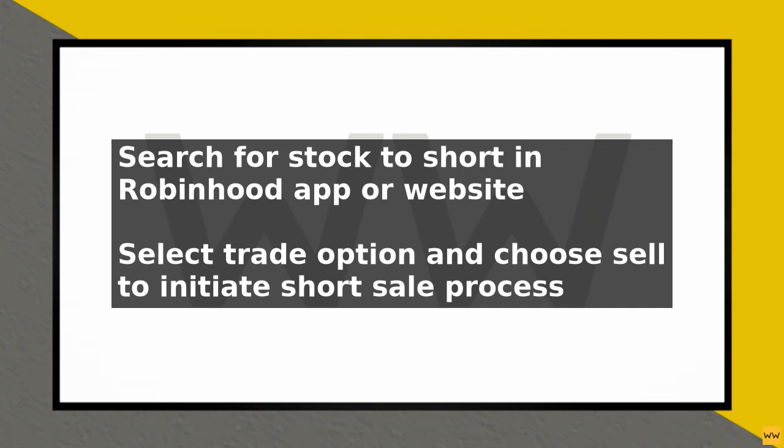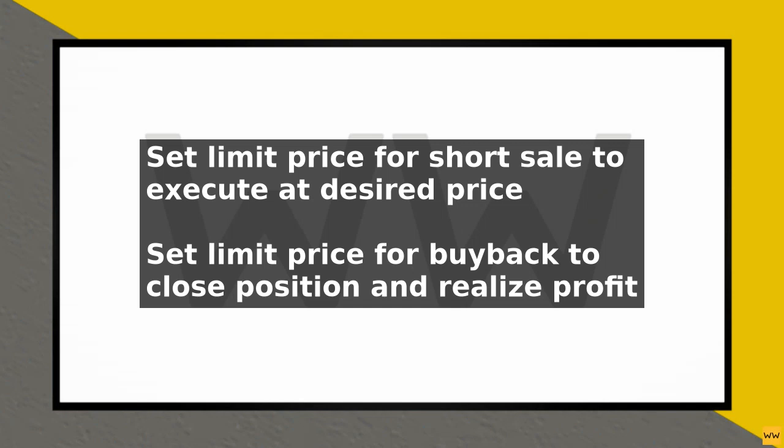The next step is to set a limit price for the short sale. This is the price at which you want to sell the stock. For example, if you think the price of a stock is going to decline from $50 to $40, you can set a limit price of $50. When the price reaches $50, the short sale will be executed.